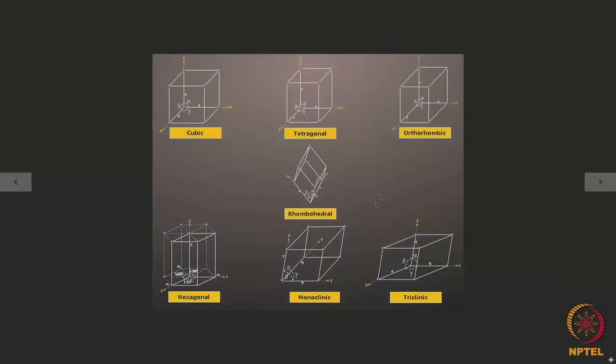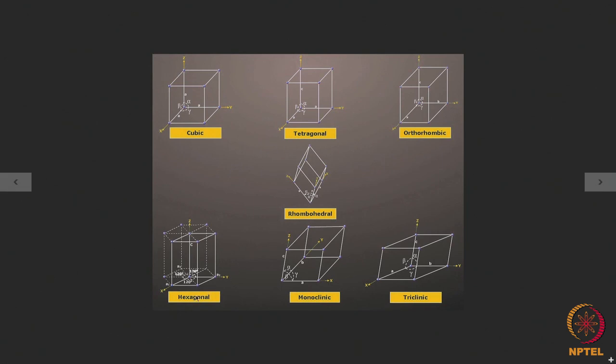Now, in case of the rhombohedral system, we see that the lengths again along x, y, z are A, A and A, which is the same, and the angles alpha, beta and gamma all are equal, but not equal to 90 degrees.